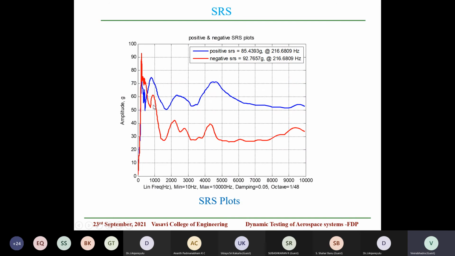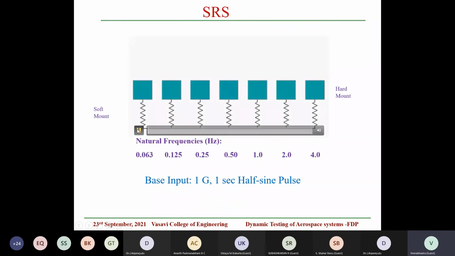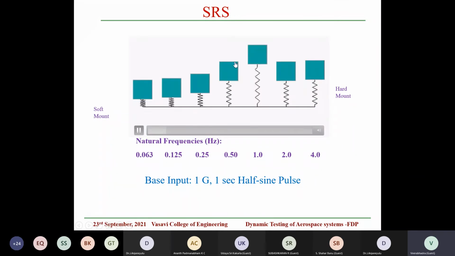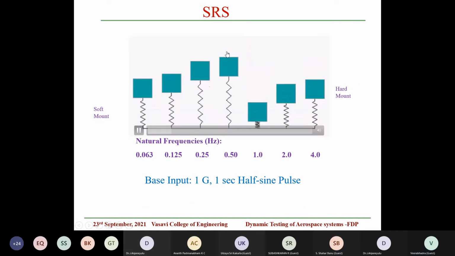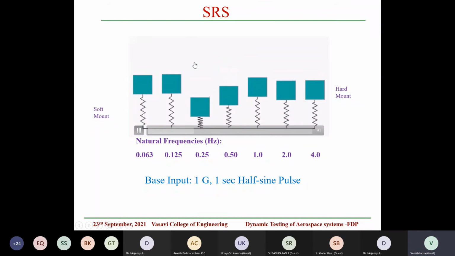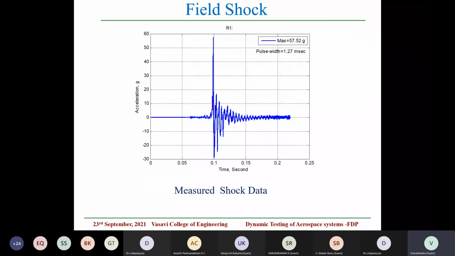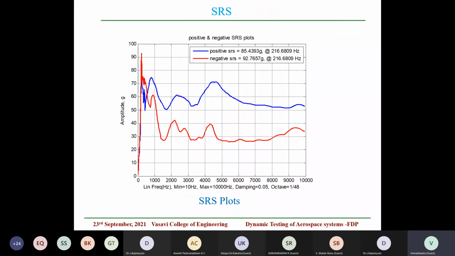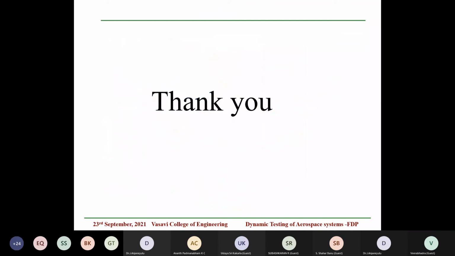Why? Because, as I have shown here, if I input, say, a 1 G, 1 second half sine pulse, we can see different amplitudes for different systems. From this, the appropriate input can be chosen to simulate on the system. This is how a field shock is converted into a laboratory test standard. This is how we have to test different systems, by converting measured data into ground or laboratory test specifications. So with this, I will close my session. Thank you. Any questions or doubts, you can ask me.